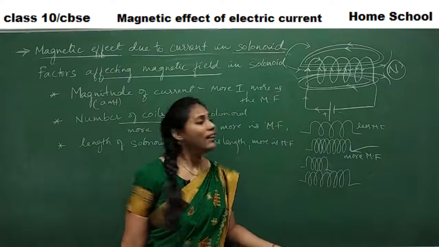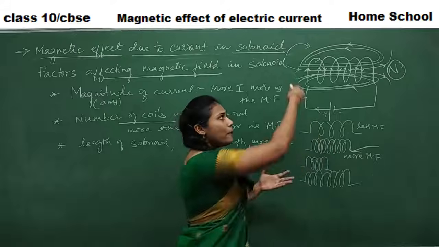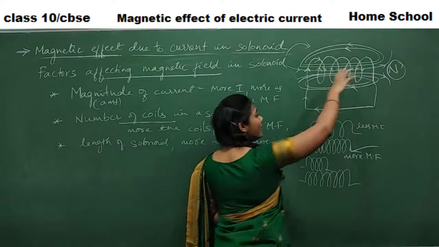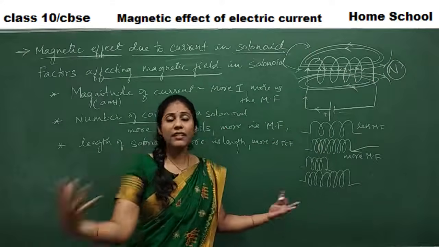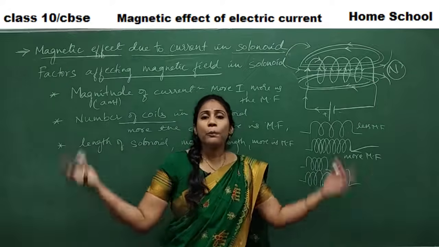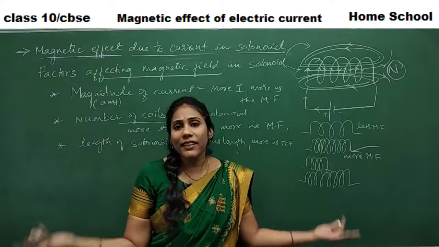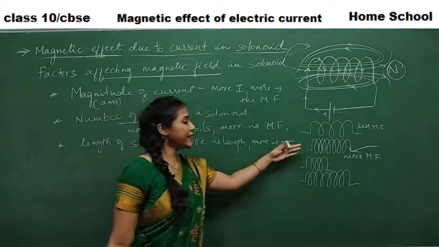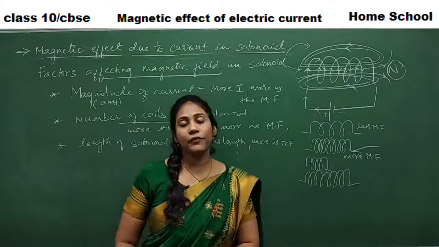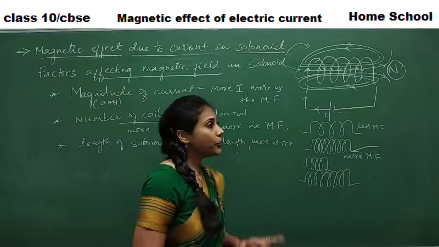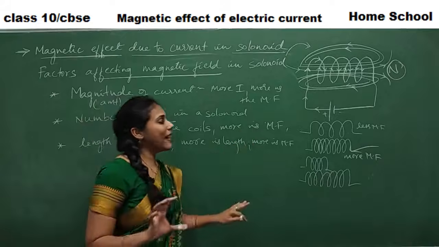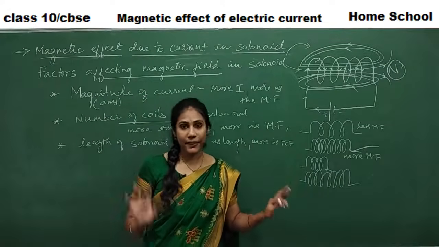That's the logic here. We know that more the coils, more is the magnetic effect produced, because at each and every coil, concentric circles are forming. So the more coils you have in a solenoid, the more magnetic effect is generally produced. As length increases, automatically the number of coils increases, so more magnetic field is observed. Clear? So these are the 3 important factors on which our magnetic field in a solenoid depends.